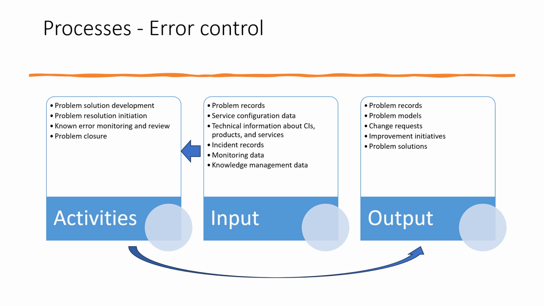For the fourth process, error control, we have these key activities: problem solution development, problem resolution initiation, known error monitoring and review, and problem closure, which results in the following outcomes: problem models, change requests, improvement initiatives, and problem solutions. To enable this, we need to work with the following inputs: problem and incident records, service configuration, knowledge management, and monitoring data, technical information about configuration items, products, and services.